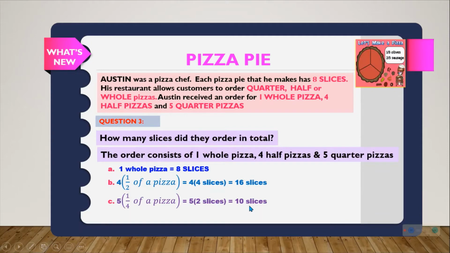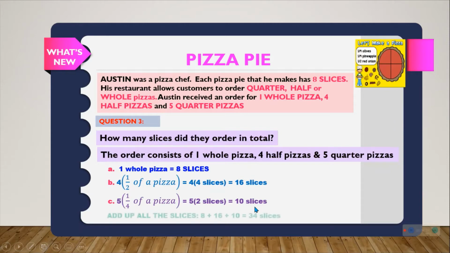Kasi yun yung quarter. So, yung 1 whole is 8. Yung half natin is 16 slices. And then, yung quarter natin, 10 slices. Yun yung order. So, kung i-add natin lahat, 8 plus 16 plus 10. So, ang slice na order is 34 slices.